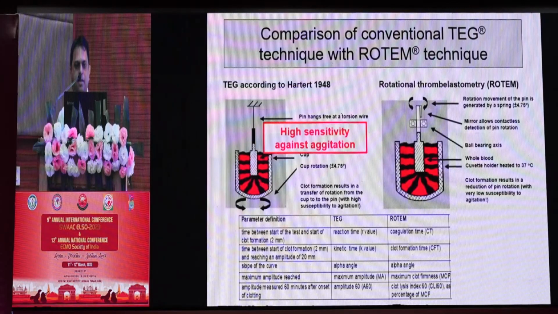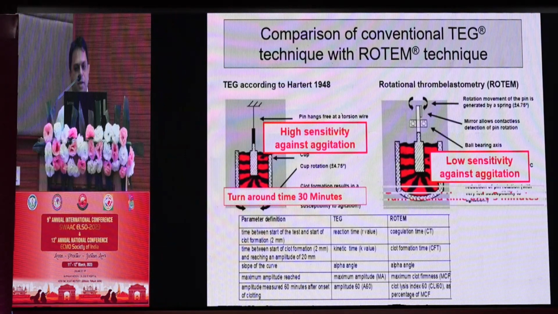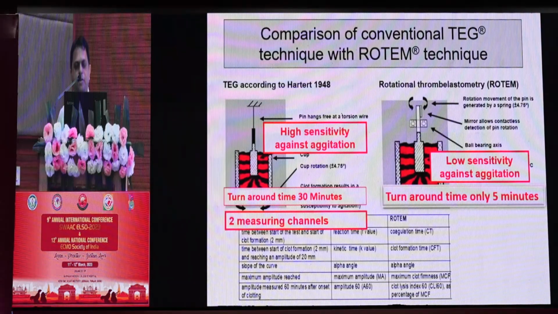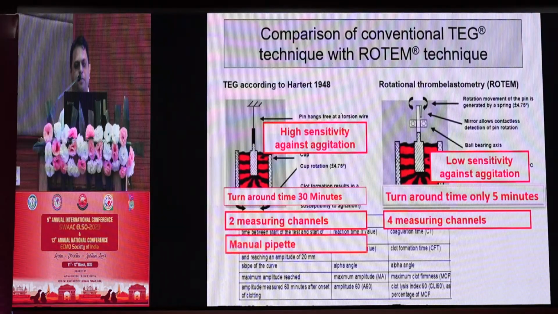Both are bedside. So TEG is very sensitive against agitation, so it cannot be used in wartime scenarios where you have a lot of movements. Then the turnaround time is 30 minutes. Here they call it 5 minutes, but I'll come to why TEG also can be better. You have two measuring channels, and here they have four measuring channels.